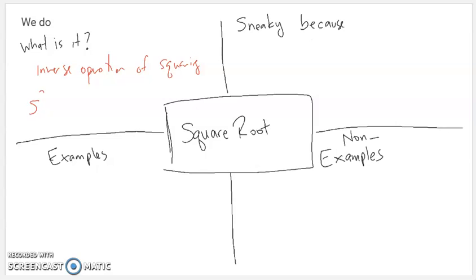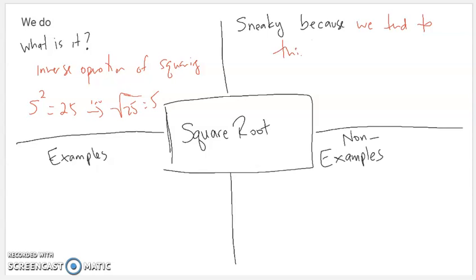So again, my example, 5 squared is 25. So the inverse of that, the square root of 25 is 5. That's what a square root is. It is sneaky because we tend to confuse it with half.